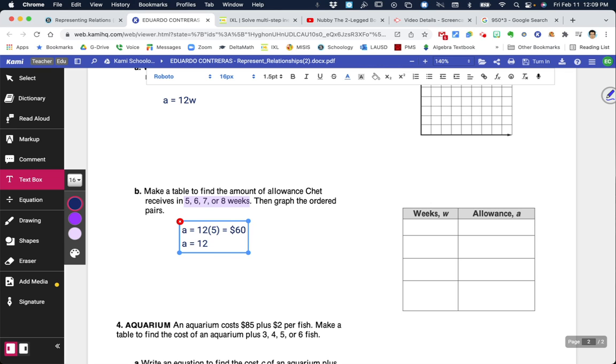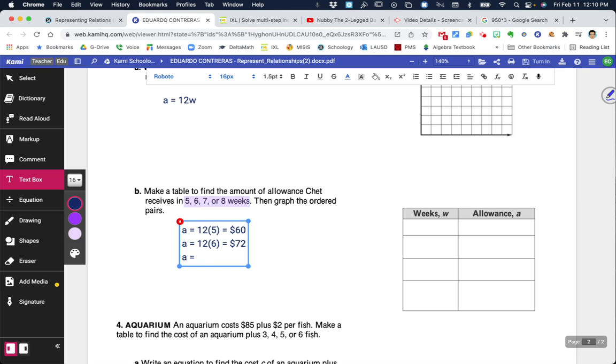What's our next one? We got 6. And so how much money would that be? Well, you could think of it 2 ways. You can multiply 12 times 6 or just add 12 to the previous amount. Either way, that's what we're doing. So what's 12 times 6 or what's 60 plus 12? 72.